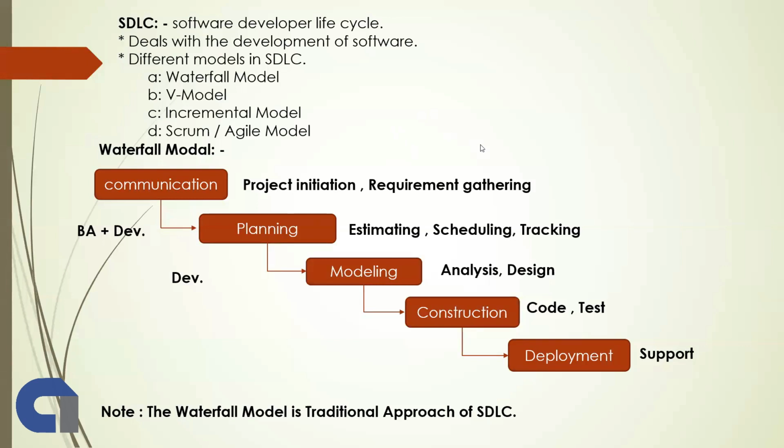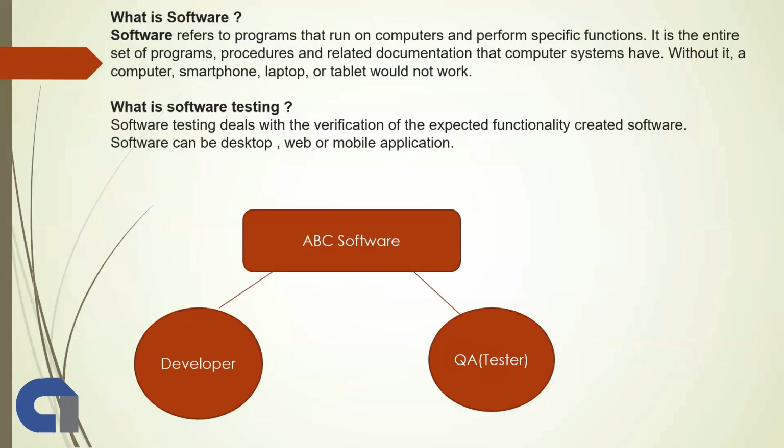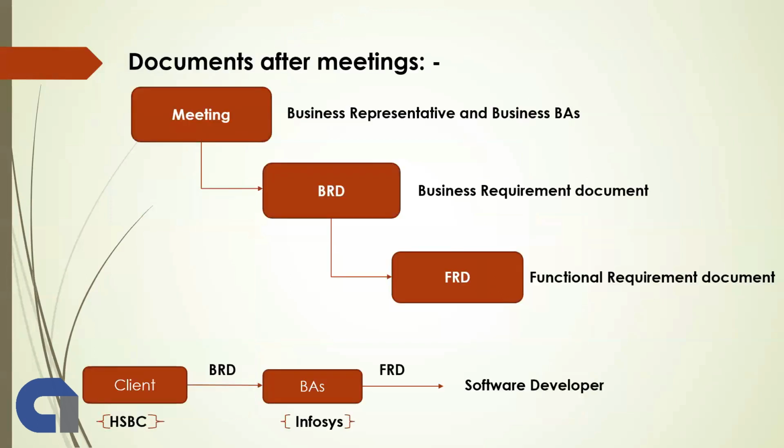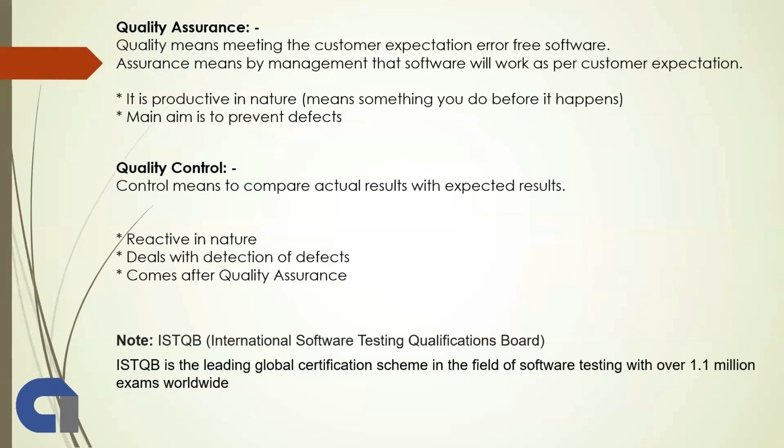Okay, guys, a quick review of what we covered yesterday. We talked about what is software testing. We talked about the projects. We talked about AUT. What is AUT? It stands for application under test. Then we talked about documents after the meeting, what is BRD, what is FRD, how the documents are going to be generated. Then we talked about quality assurance and quality control. What is the difference between them? And then we had a little bit of information about ISTQB certification, and that was all about yesterday's session.